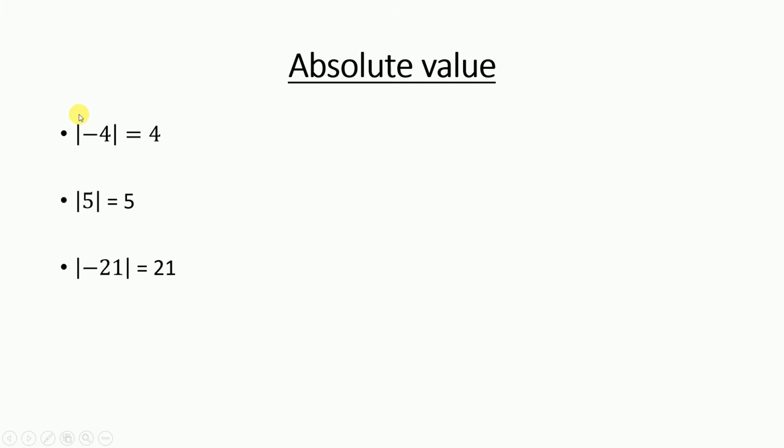Absolute value. So what is the absolute value of minus 4? It is 4. It is a positive value of that number. Just ignore the sign, take the number. So absolute value of 5 is 5, absolute value of minus 21 is 21. And what is absolute value of 5 minus 8? 5 minus 8 included within the vertical bars. So that is 5 minus 8 is minus 3, and absolute value of minus 3 is 3.